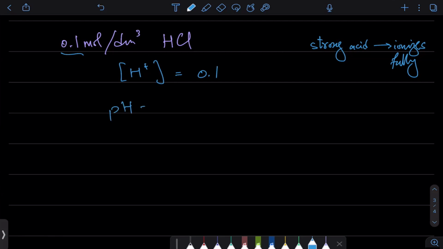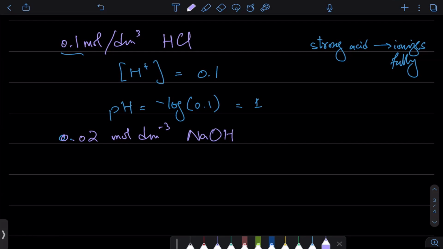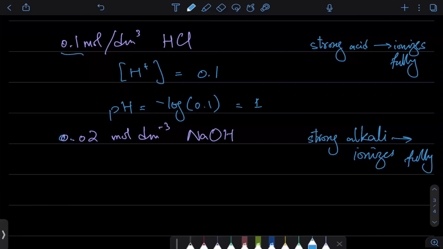So pH of this solution is simply going to be the first digit actually has the non-zero number. So it will be 1, or in other words, minus log of 0.1, which is again 1. And that's my pH. When I say that I have added, let's say, 0.02 mole per dm cube NaOH, then what I'm actually saying is that because it's a strong alkali, my assumption, that means it also ionizes fully, but this is not going to give me protons. It's actually going to give me hydroxide ions.